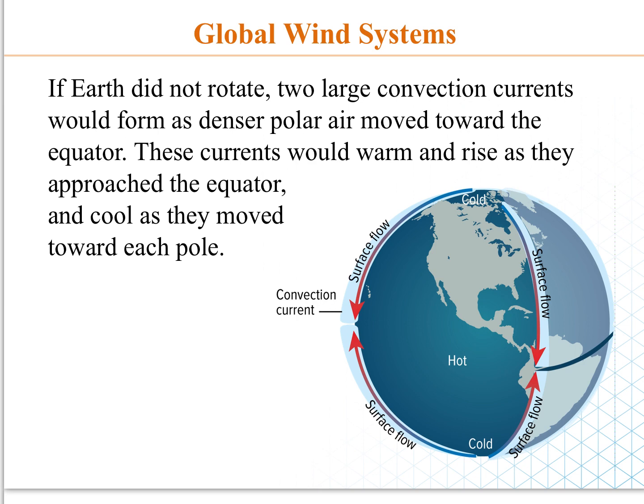If Earth's heating was not impacted by the rotation, so just imagine that we were on a planet that didn't rotate, well then you would just have two convective cells. You would just have cold at the poles and warm at the equator, so high pressure coming from the poles going to the equator. And that's what this diagram here is trying to show you guys.